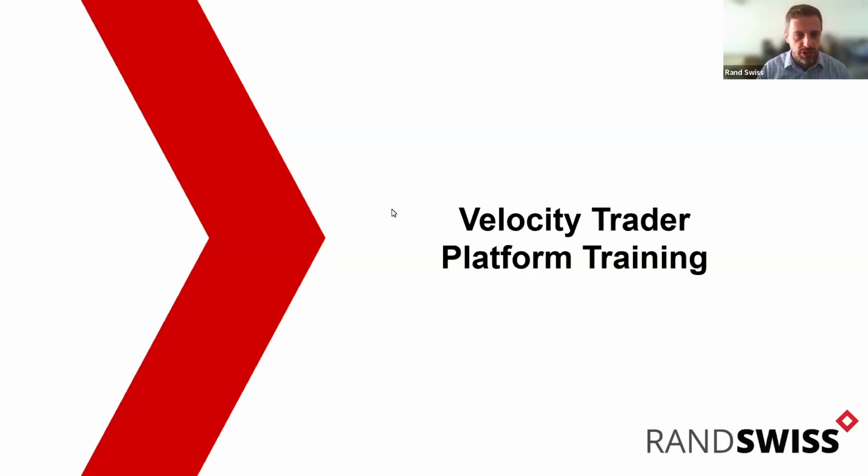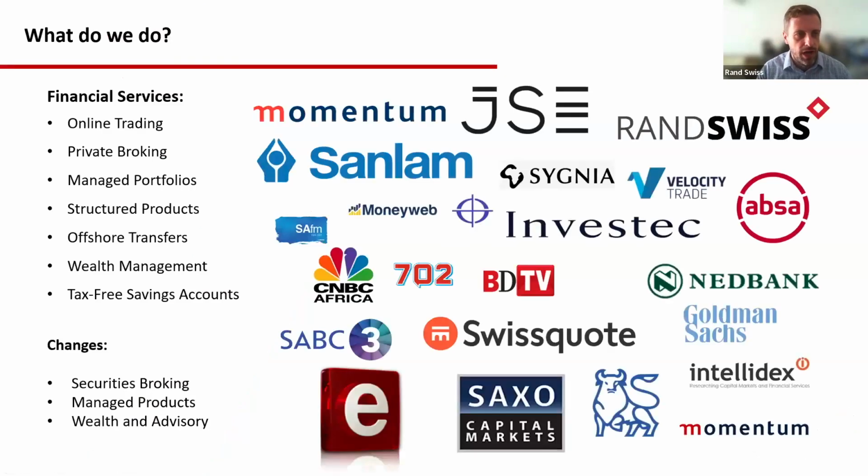So for all of those individuals, just who is Rand Swiss? What do we do? Rand Swiss, of course, is a fully licensed FSP, financial services provider. At the bottom is what the company is broken into. It's basically three departments. The first one is the securities broking. This is the department that you will be working with if you're looking to open a trading account.